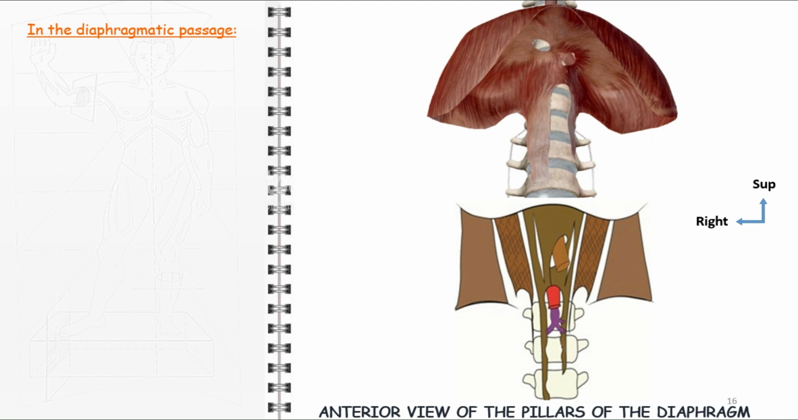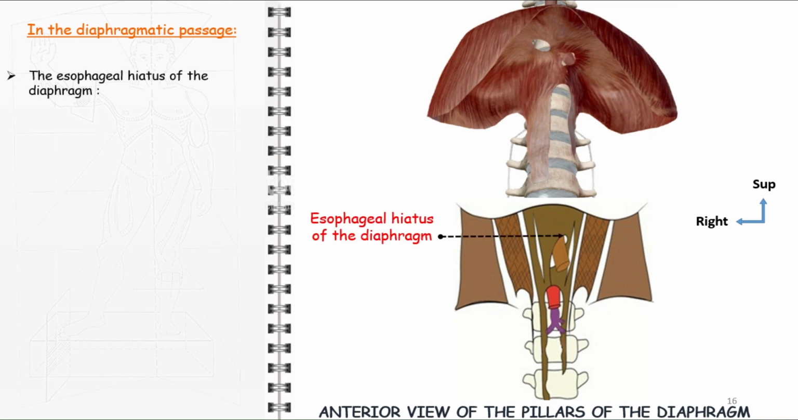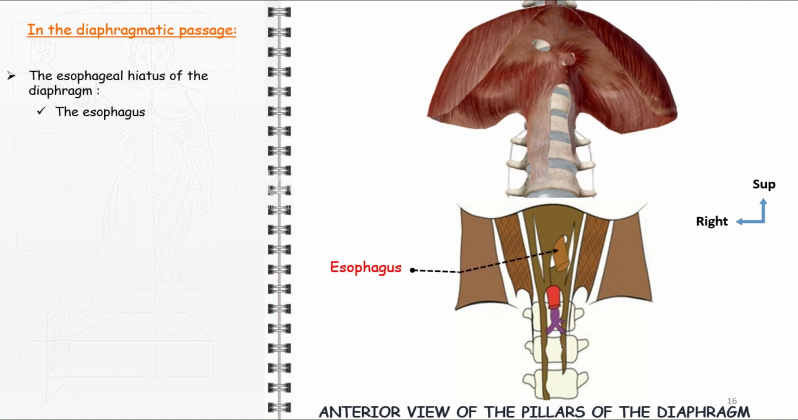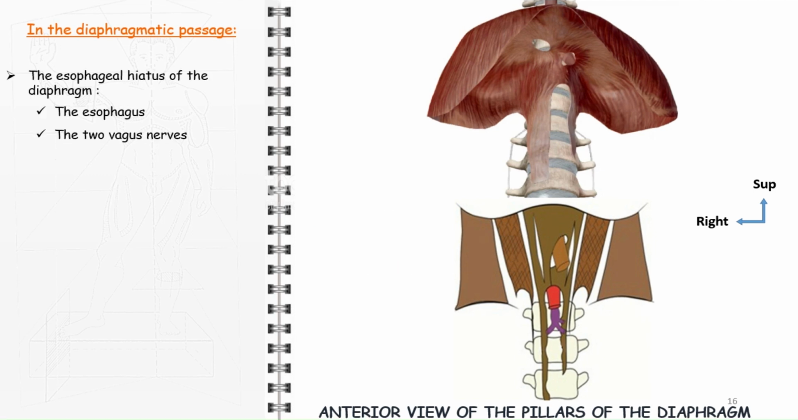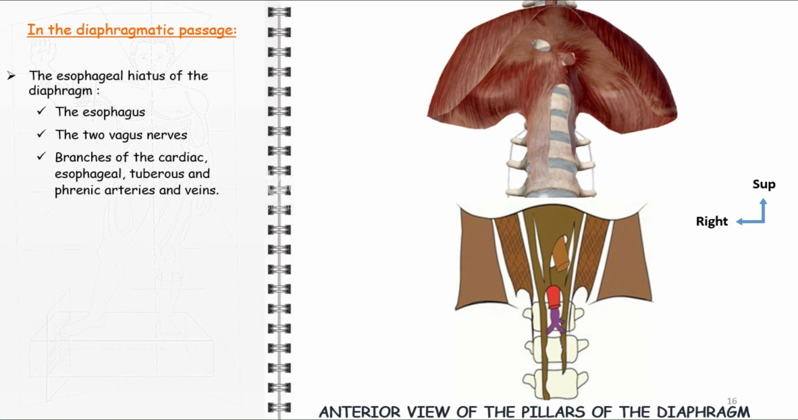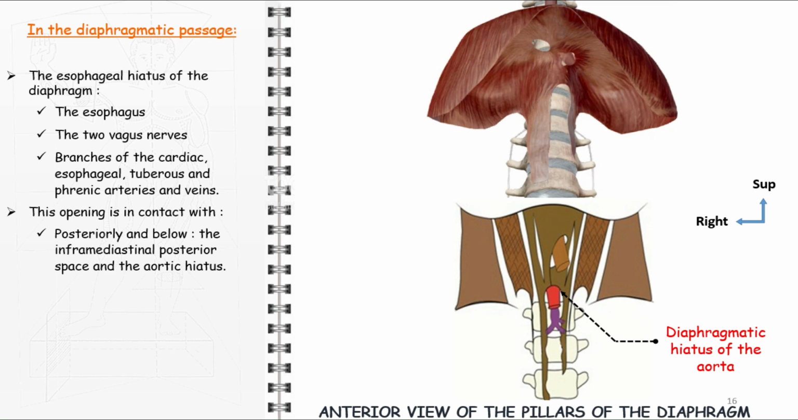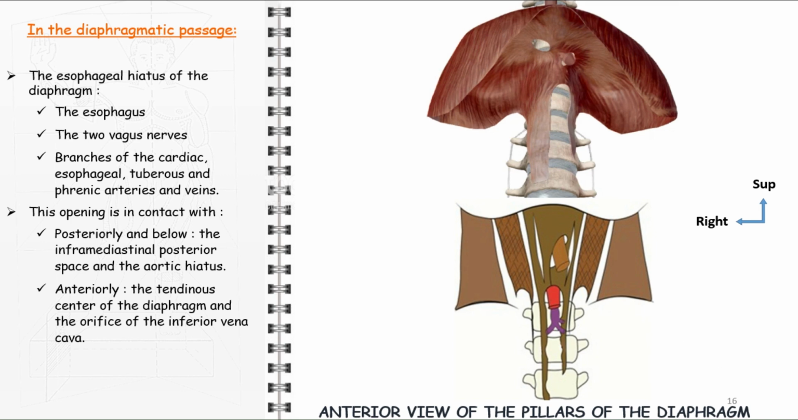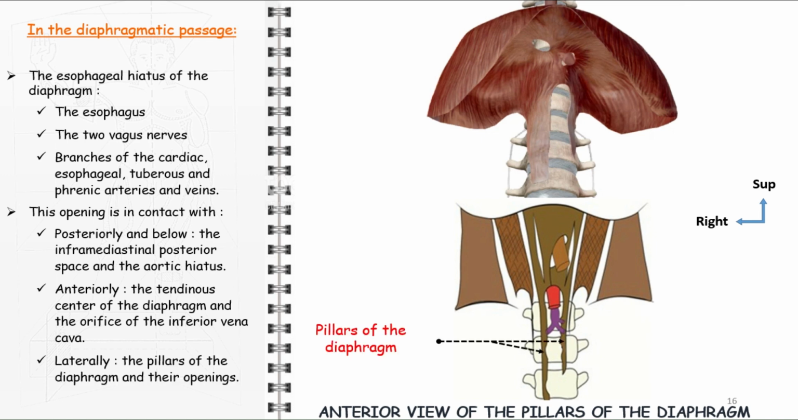In its diaphragmatic passage, the esophageal hiatus of the diaphragm is muscular, extensible, and contractile, located at the level of T10, slightly left of the midline, and contains the esophagus, the vagus nerves, and branches from the cardiac, esophageal, tuberous, and phrenic arteries and veins. This opening is in contact with, posteriorly and below, the inframediastinal posterior space and the aortic hiatus. Anteriorly, the tendinous center of the diaphragm and the orifice of the inferior vena cava. And laterally, the pillars of the diaphragm and their openings.